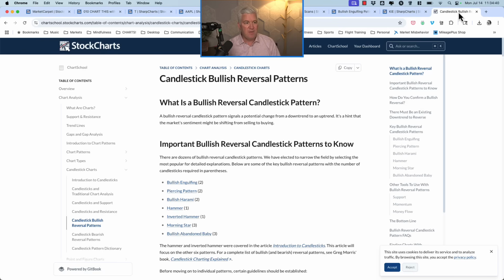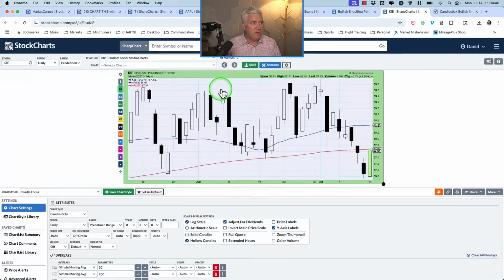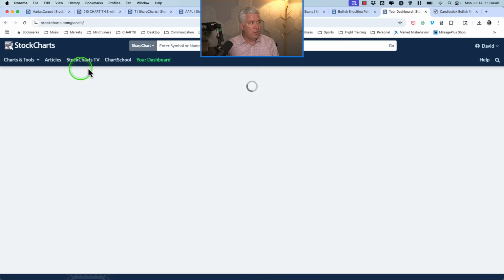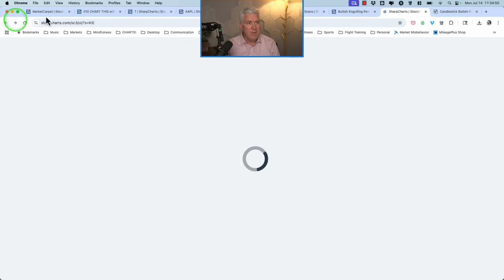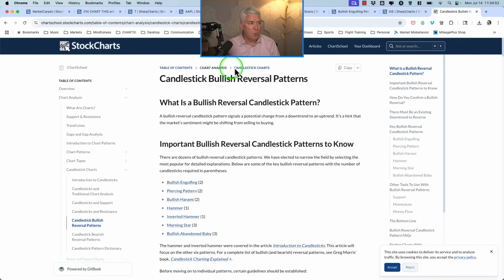So make sure you take advantage of the scanning tools on StockCharts, but also the Chart School. You can find that at the top of the StockCharts website. If you go here, you'll find the link to Chart School, and then just search for candle patterns. There's a whole section on candlestick charts, how they're built, different key patterns to look at, and a lot of great examples illustrated right in that free portion of the website.